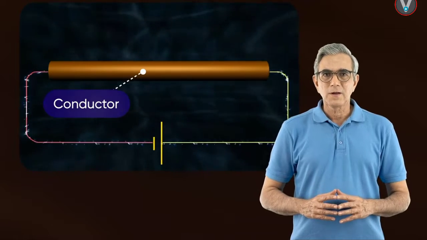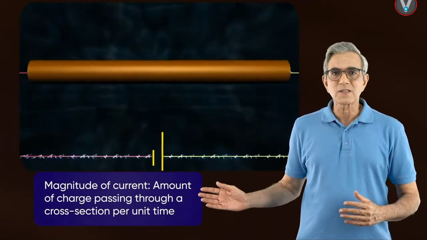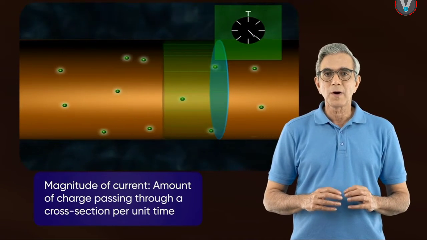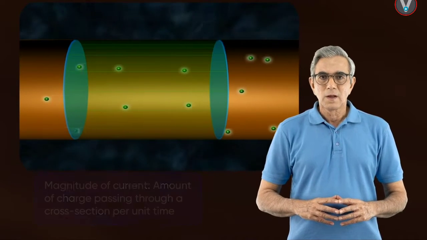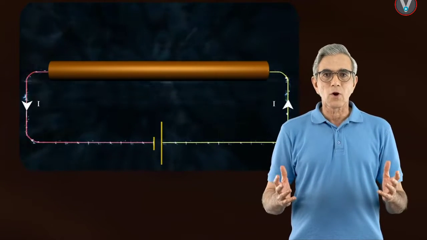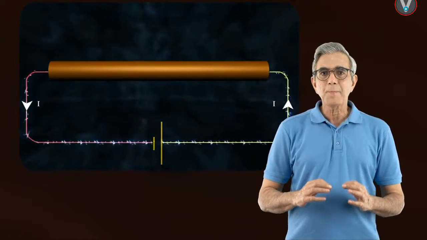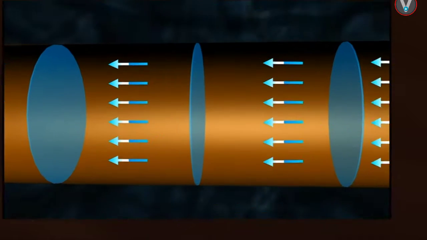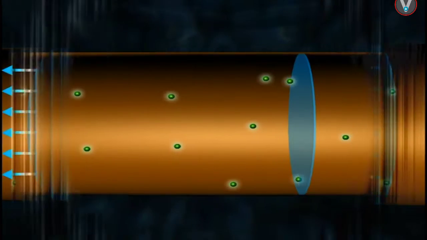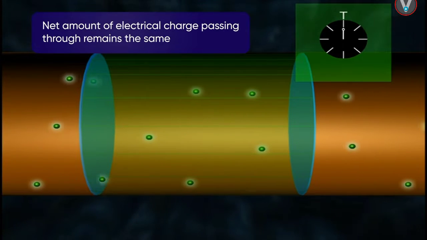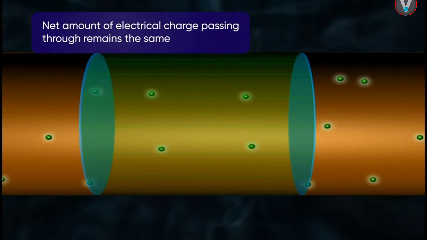In a conductor, the magnitude of current is decided by the amount of charge passing through its cross-section per unit time. Suppose I amperes of current are flowing through the conductor. So at any point along the conductor, I amperes current has to pass through each section. This shows that through any cross-section of the conductor, the net amount of electrical charge passing through remains the same.